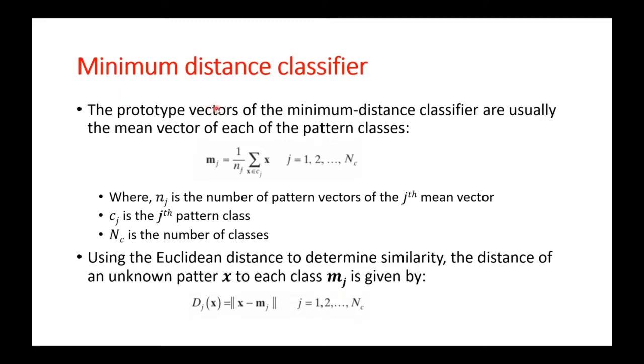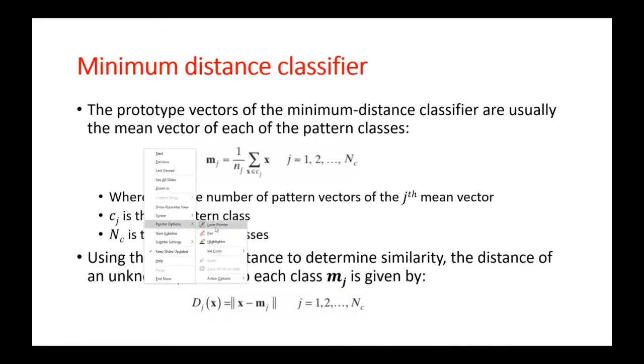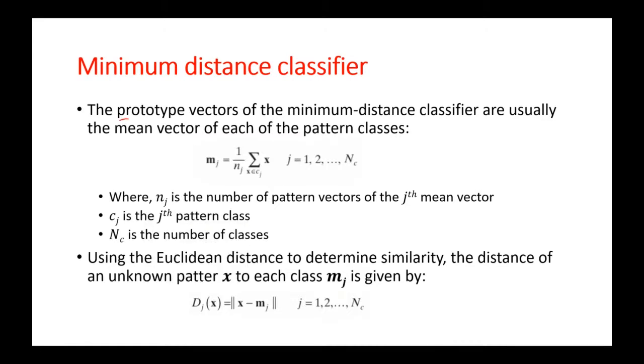You get as prototype vectors the mean vector. All right, let me just mark that. So as prototype vectors, you're going to use the mean vector of each of the pattern classes. Of course, in this case, it's not learning, but it's a supervised process where you have to be given a set of known classes, right? So it's a supervised process, and then the prototype is just going to be the mean vector of each of these classes.